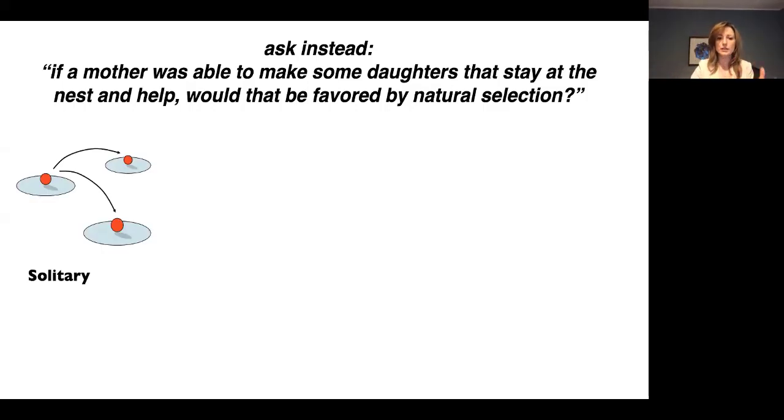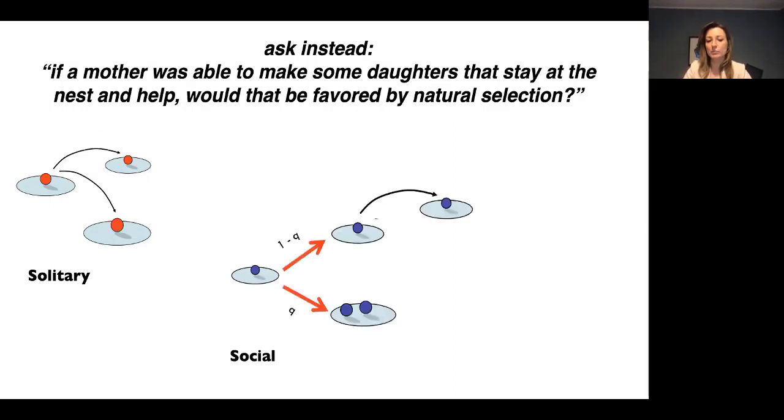And so we compare the solitary individual that would go around and lay an egg, provision it with some food, then go away and lay another egg, provision it with some food, and continue this process, against a eusocial or social lifestyle where a mother would be able to make some fraction of her daughters stay at the colony and help. Whenever a daughter is born, with a certain probability Q, it stays at the nest and makes the nest get bigger. And with a certain probability, it goes away and seeds its own colony, much like virgin queens go away and start their own colonies, but some fraction of the daughters stay as workers.